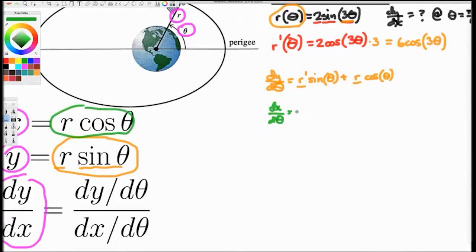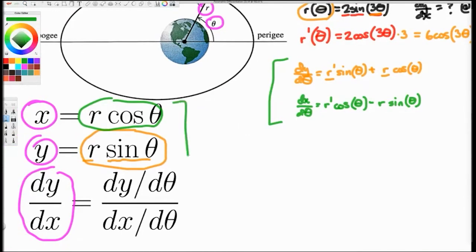So you have to use product rule. It's f prime g, which is r prime, plus g prime. G prime is negative sine, so I'm going to put a negative there, times f, so I'm going to put an r there. These are always going to look like this every single time, because x and y are always going to look like this, so the derivatives are always going to look like that.